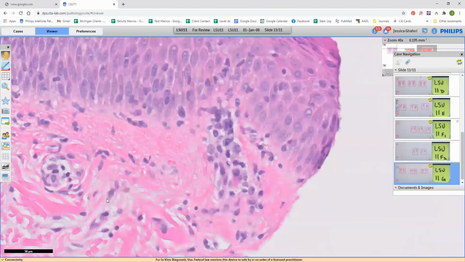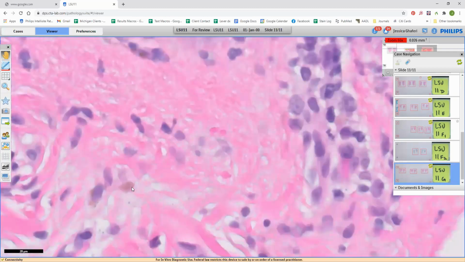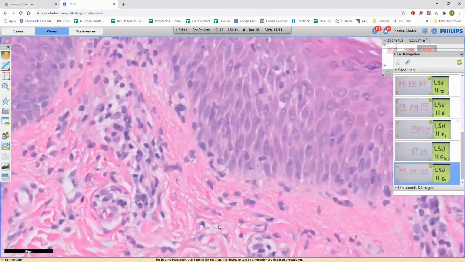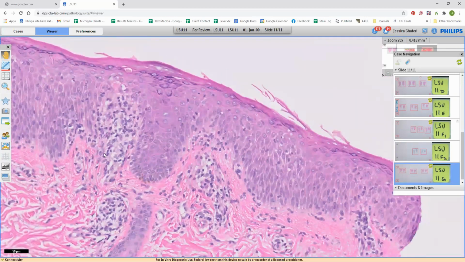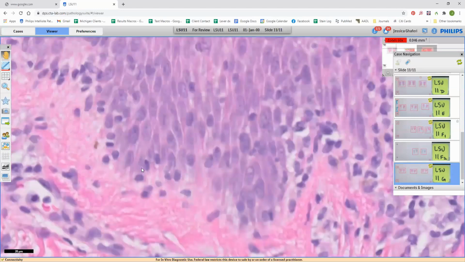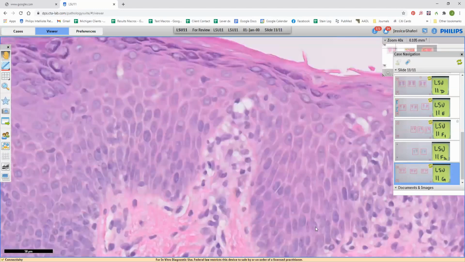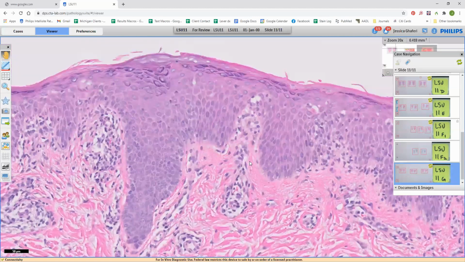So you can see this brownish yellow material here is the result of red cells that have leaked out of the vessels and then broken down. So this may have been going on for a little while, long enough for some red cells to degenerate. And then here again, we've got another dyskeratotic keratinocyte, but we don't have any basement membrane thickening. We don't have mucin in the dermis.